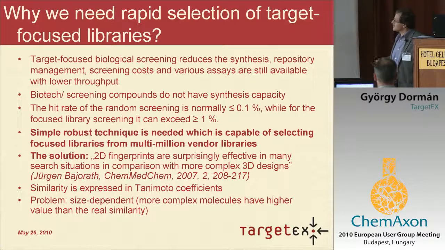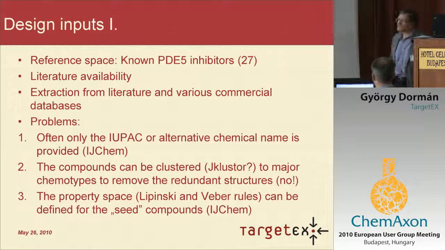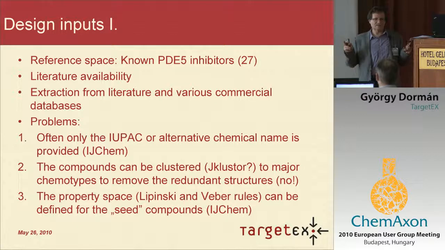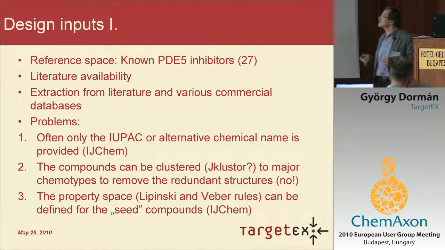The solution is basically, for a long time, the 2D fingerprints. And we use the 2D fingerprints from the ChemAxon softwares. So the similarity is expressed in the Tanimoto coefficient. We use the regular coefficient, not the optimized one we just heard about before. And the problem is that it's a little bit size dependent, but it's not the focus of my talk. So there are two spaces that we use in the similarity search. The design input is actually the reference space.